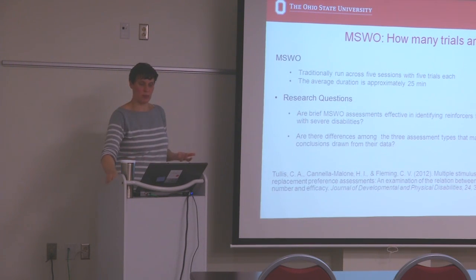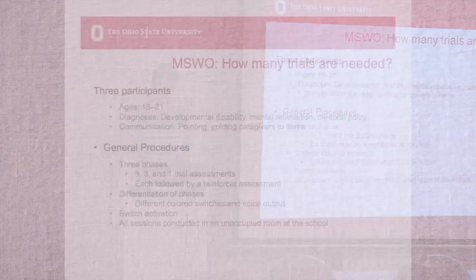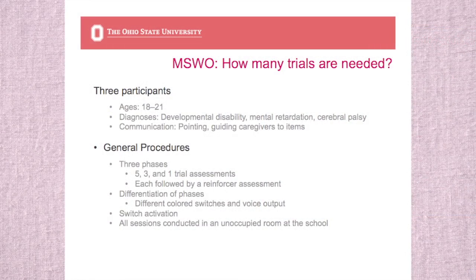Okay. So this was something that one of my doc students took on because he thought 25 minutes was too long. And so we had 3 participants, ages 18 to 21. They all had either a developmental disability, intellectual disability, one had cerebral palsy. They were pointing or guiding their caregivers to the things that they wanted or needed. We ran 3 phases.